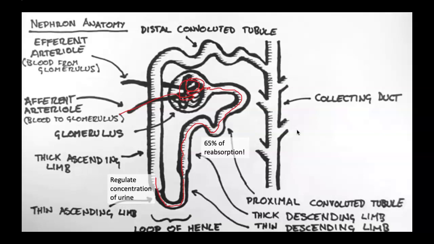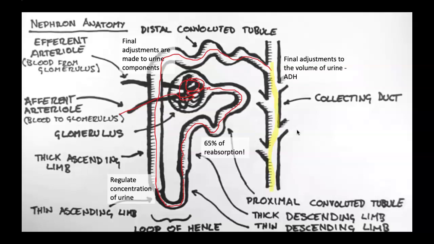The loop of Henle is regulating the concentration of urine, so how much water is in the urine. And then, of course, the distal convoluted tubule is where the final adjustments are made to the urine components. And then, when it gets to the collecting duct, it is now urine. So when it's in the collecting duct, the final adjustments to the volume of urine are completed.